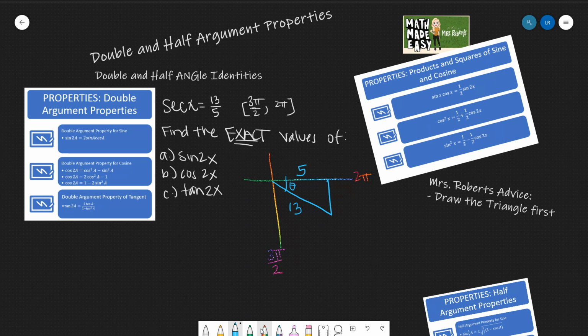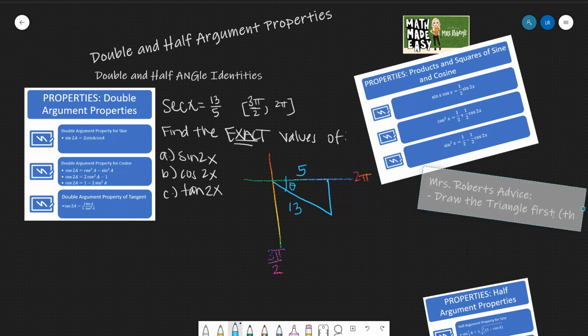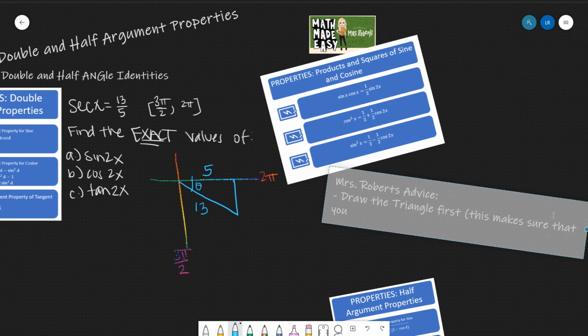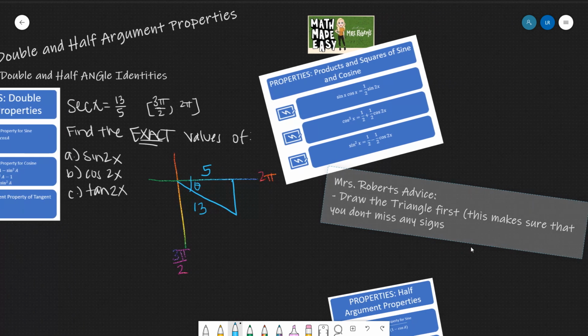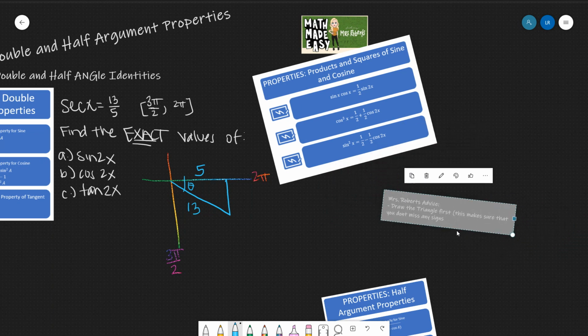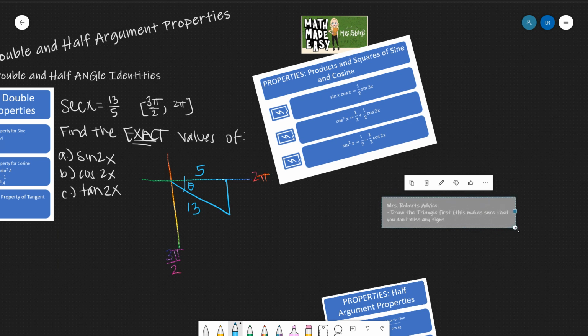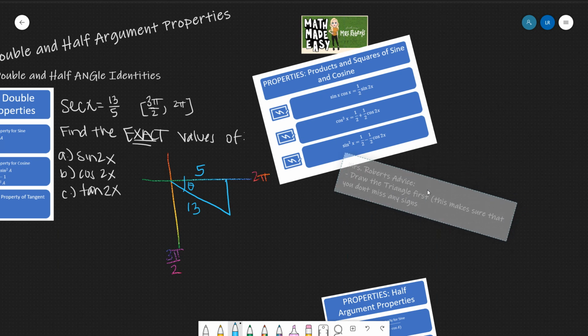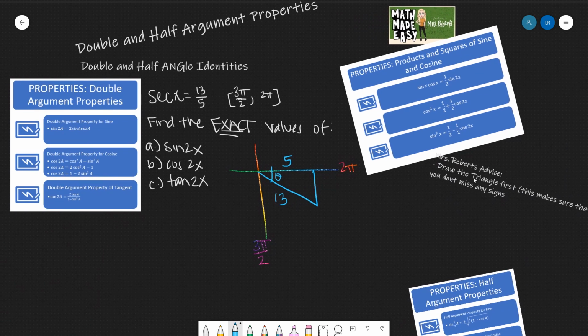The importance of drawing out the triangle first is to make sure that you don't miss any signs. And that's important. You don't want to miss any signs. I'm making it really small and I don't want it to be small. Oh well. You don't want to miss any negative signs.